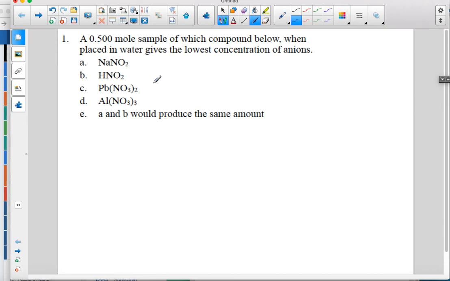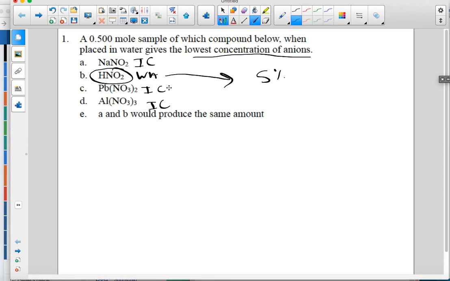So the first question says, which one gives the lowest concentration of anions? Well, think about this. This is an ionic compound, so it's going to break apart completely. This is a weak acid. This is an ionic compound. This is an ionic compound. The fundamental definition of a weak acid is it breaks apart less than 5%. So this is going to produce the least amount of ions because it's a weak acid. Okay, so keep that in mind. So that's important to know.